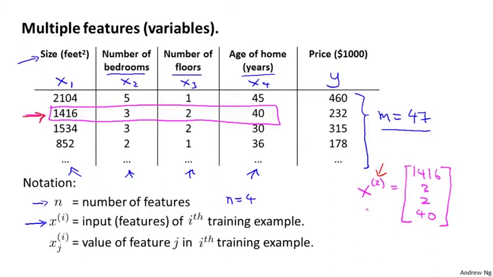With this notation, x superscript i is now a vector, and so I'm also going to use x superscript i subscript j to denote the value of feature number j in the ith training example. So concretely, x superscript 2 subscript 3 would refer to feature number 3 in this vector, which is equal to 2. Right? And that was a 3 over there, just to fix my handwriting. So x superscript 2 subscript 3 is going to be equal to 2.